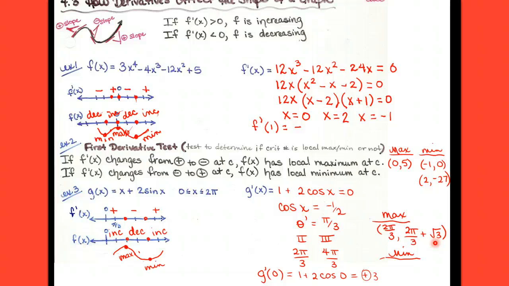All right, we said our minimum would be over here at 4 pi over 3, so same story. Let's take 4 pi over 3 and plug that back into the original function. So we'll get 4 pi over 3 plus 2 times the sine of 4 pi over 3. Sine at 4 pi over 3 is negative square root of 3 over 2. So if I multiply that by 2, I just get negative square root of 3.